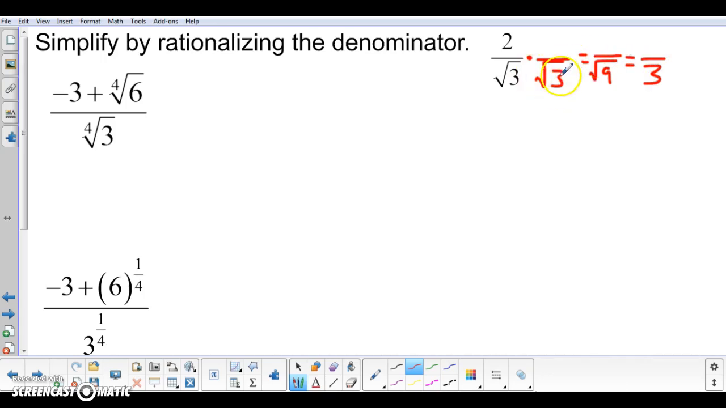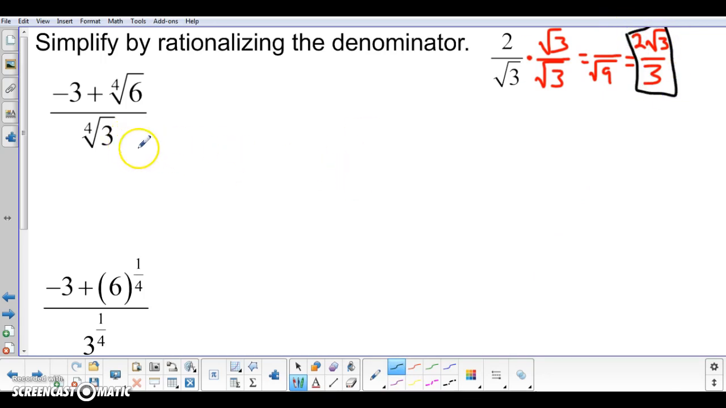Now, if I do something to the denominator, I need to do the same to the numerator. So we end up with 2 times the square root of 3, all over 3. This 3 is in a radical. This 3 is not. I can't combine them. 2/3 is not reducible. So this would be the simplified expression that I was looking for.